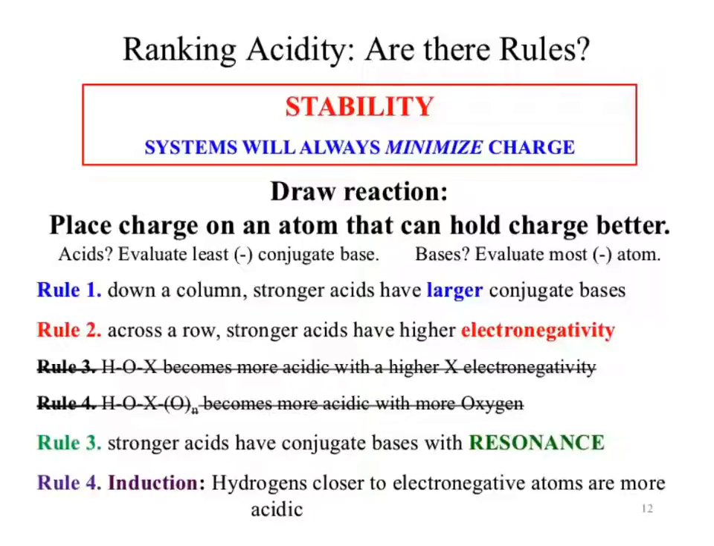Rule 4, known as induction. Hydrogens closer to electronegative elements are more acidic. Why would that be? Well, if there's an electronegative element nearby, what is it doing? Taking electrons, which means the atom next to it is now losing electrons. So we're going, hey, this sucks. So what does it do? Grab electrons from the next atom. That next atom happens to be hydrogen. We now have an acidic hydrogen.